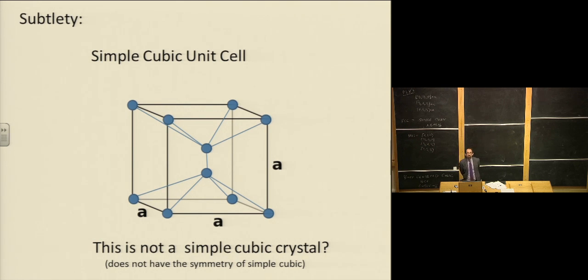But a crystallographer would say it's not. And the reason they would say it's not is because it doesn't have the symmetry of a simple cubic object. A simple cubic object, you should be able to turn it in all 6 directions, and it should look the same whichever direction you look at it from. And this thing doesn't look the same if you look at it from the top as if you look at it from the side. Why is that important?